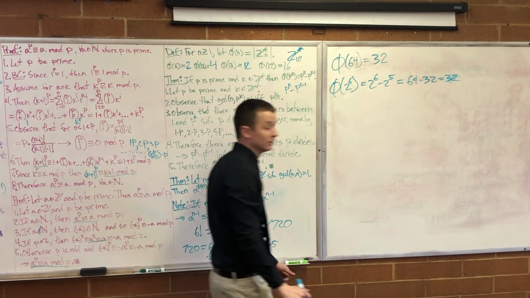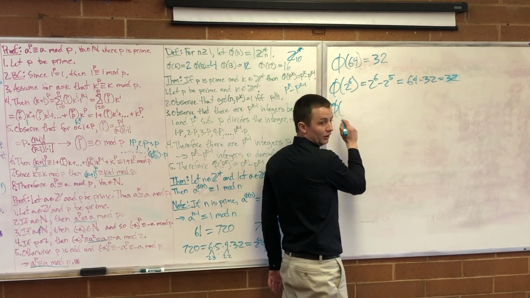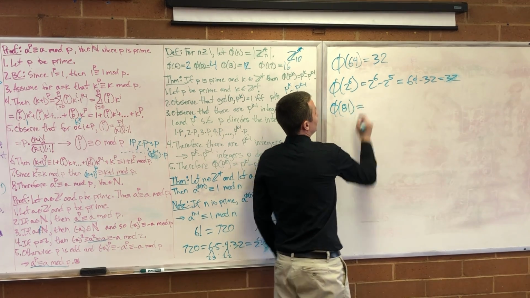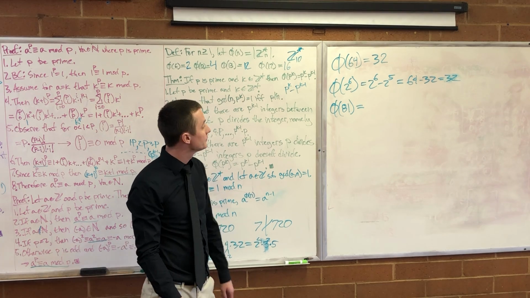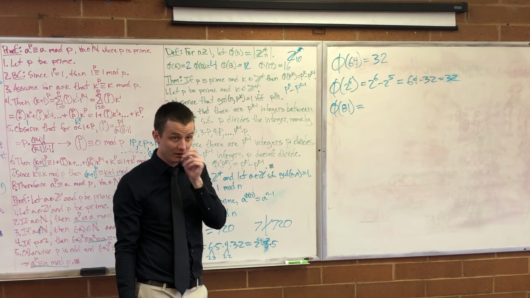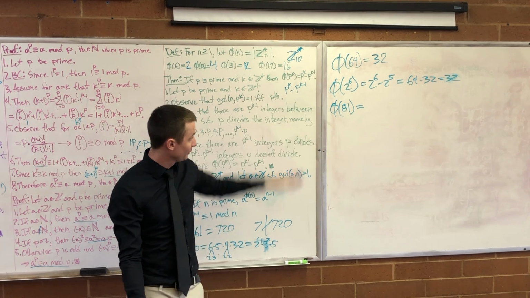Should we do another one? Let's do phi of 81. You have to split it up into the... oh, you have to get a prime number right there. Yeah, I'm giving you very special numbers here.